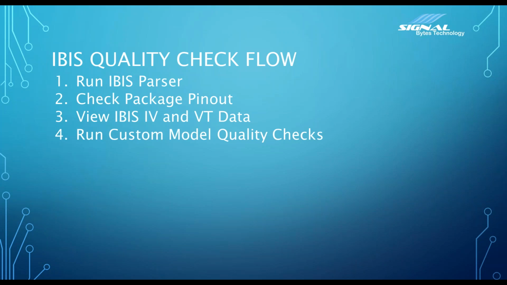And number four is running the custom model quality checks. So this is really going beyond the IBIS parser, looking at things like output impedance, looking at things like edge rate. There's actually something called the IBIS quality checklist, which was developed by a subgroup of the IBIS group. And it has a whole bunch of things that you can go through and check in order to get a better idea as to whether your IBIS model is good quality. And it also tries to assign a quality level, which I always thought was a good idea. So you can assign it, is it good enough to simulate? Is it really good? And they give you a better way to see how you can still deal with and use the model, okay?